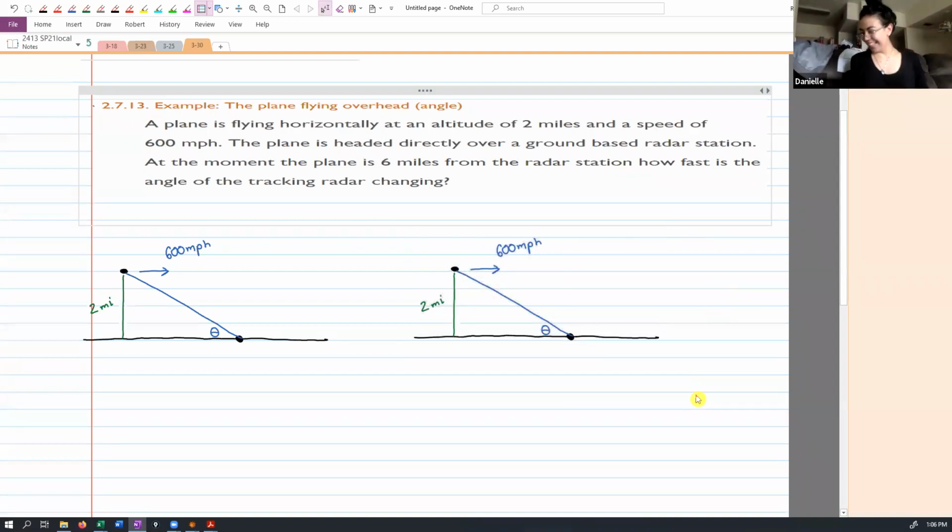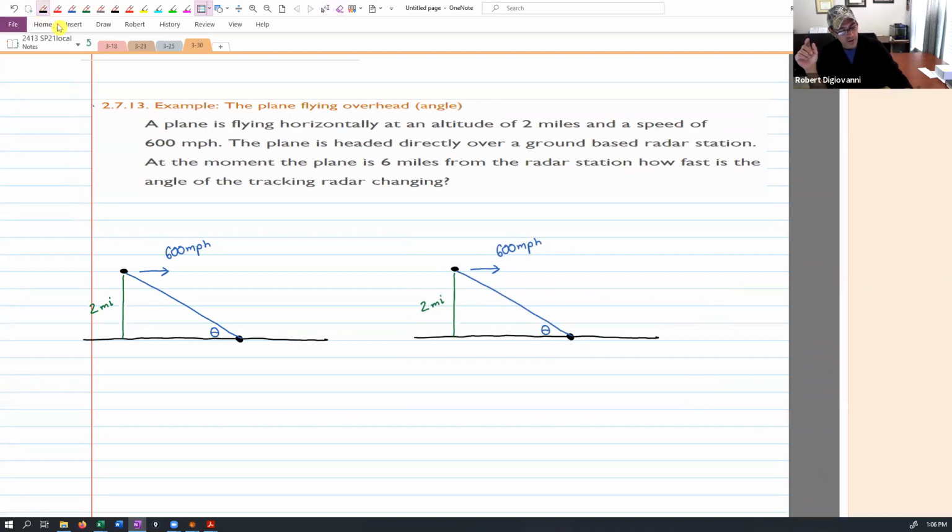Okay, so at the instant in time, this is our general picture. This is the instant in time that we're talking about. At the instant in time, the plane needs to be 6 miles away from the radar station. So this is 6 miles.